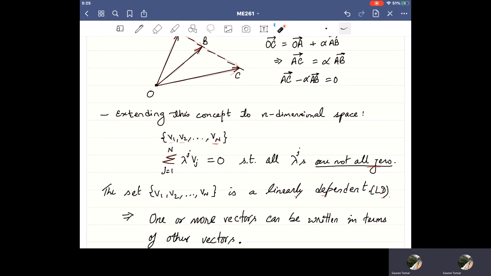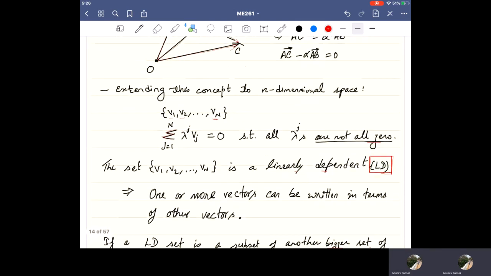So if this equation has solutions such that the lambda j's are not all 0, and there can be multiple ways that you can write it, that means there could be multiple solutions for lambda, not a unique solution per se. Then you can call this set v1, v2 to vn a linearly dependent set. In this class, when we want to write linearly dependent, we'll write LD. This is the short form.